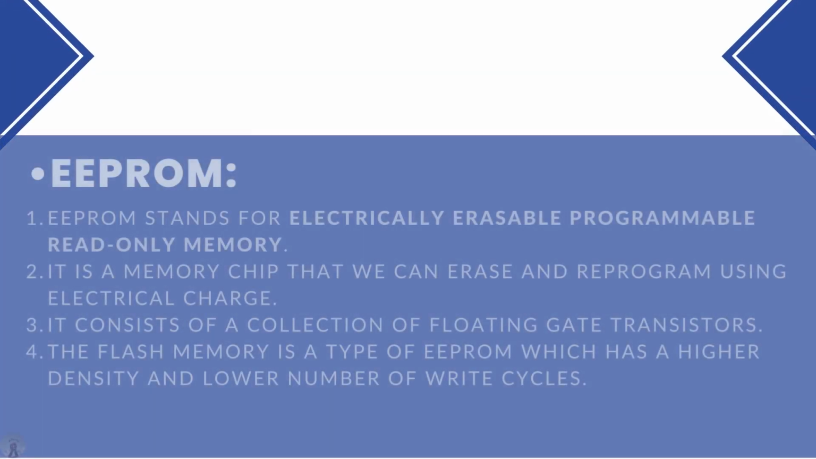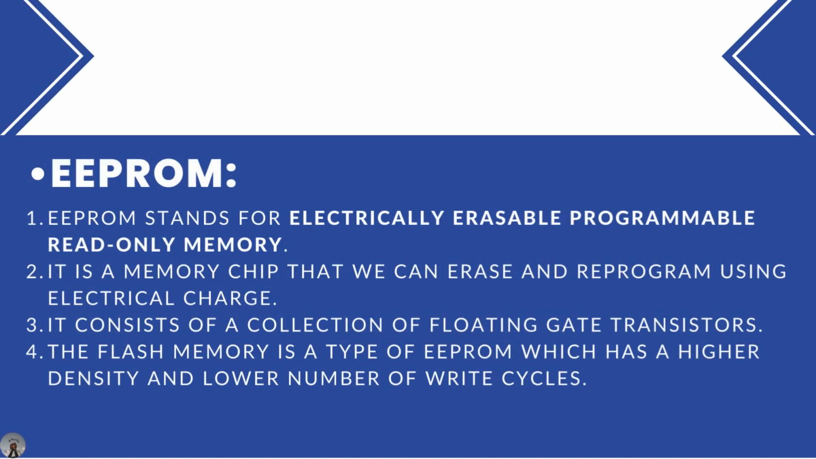The third type is EEPROM. EEPROM stands for Electrically Erasable Programmable Read-Only Memory. It is a memory chip that we can erase and reprogram using electrical charge. It consists of a collection of floating gate transistors. The flash memory is a type of EEPROM which has a higher density and a lower number of write cycles.